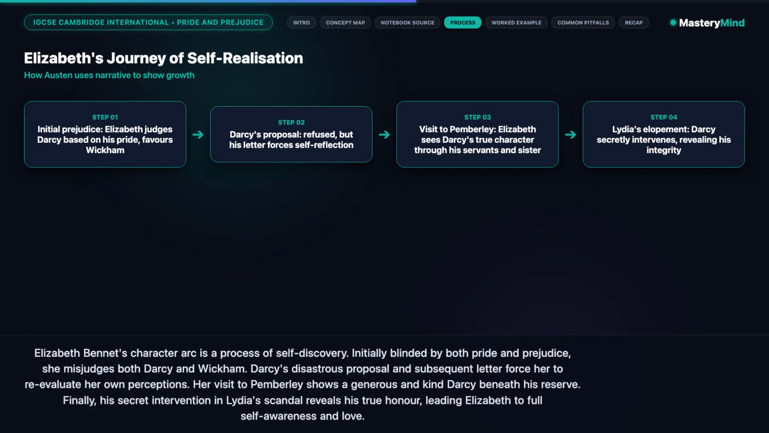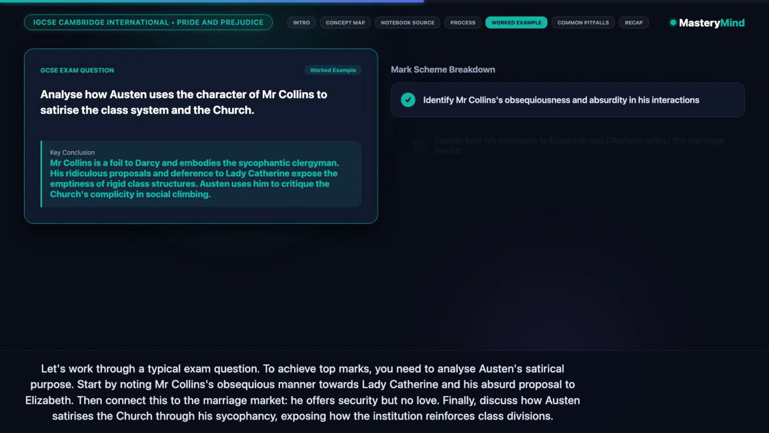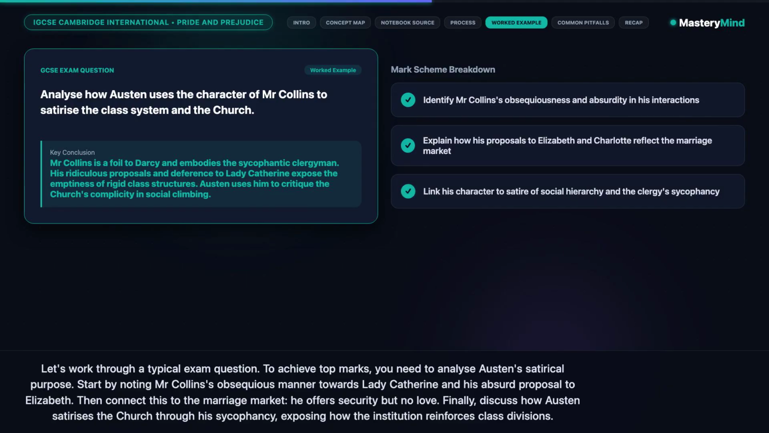Let's work through a typical exam question. To achieve top marks, you need to analyze Austen's satirical purpose. Start by noting Mr. Collins's obsequious manner towards Lady Catherine and his absurd proposal to Elizabeth. Then connect this to the marriage market. He offers security but no love. Finally, discuss how Austen satirizes the church through his sycophancy, exposing how the institution reinforces class divisions.